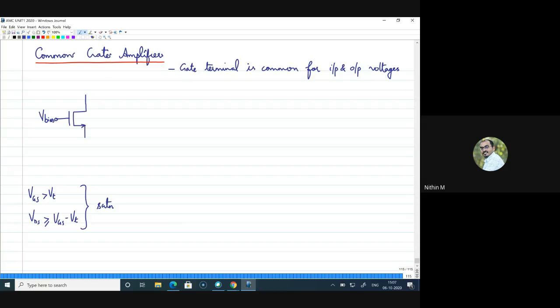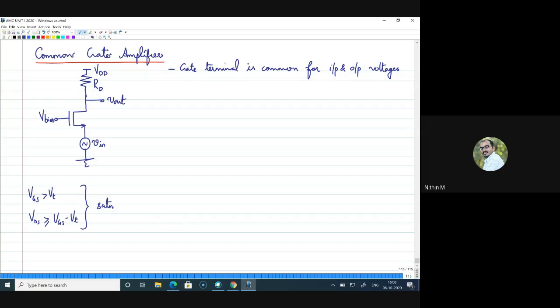Now, where will we apply the signal? We will apply the signal to the source. I'll mark it as Vin, and I'll take the output from the drain, so from the drain I'm taking Vout. For that purpose, I'll use a resistance here at the drain, marked RD, and this I'll mark as VDD.